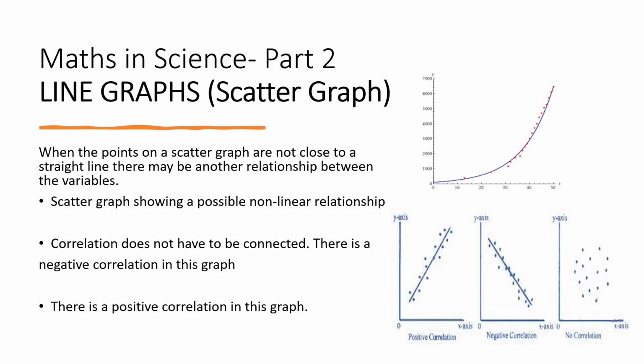So, when the points are scattered on a graph, they're not close together, that means there's no relationship between the variables and there's a non-linear relationship. It basically means it doesn't have a direct correlation. So if one side increases, the other also increases. So we're going to have a look at what that means.